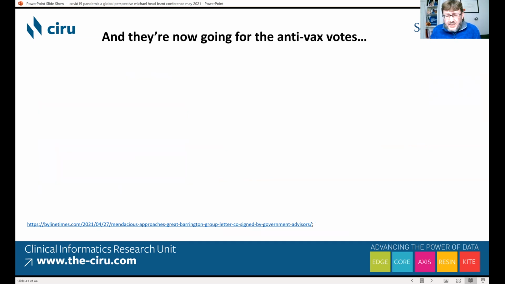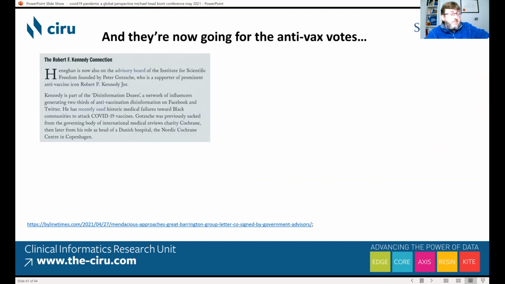There's a vaccine being rolled out now, or there's several vaccines, and you would hope that their claims about reaching herd immunity and just letting people go about their daily lives and letting the virus just run through populations, you would hope that vaccines would be a good thing for them. But no, they're now going for the anti-vax votes as well. Hennigan hangs around with anti-vaccination scientists. He has done for years.